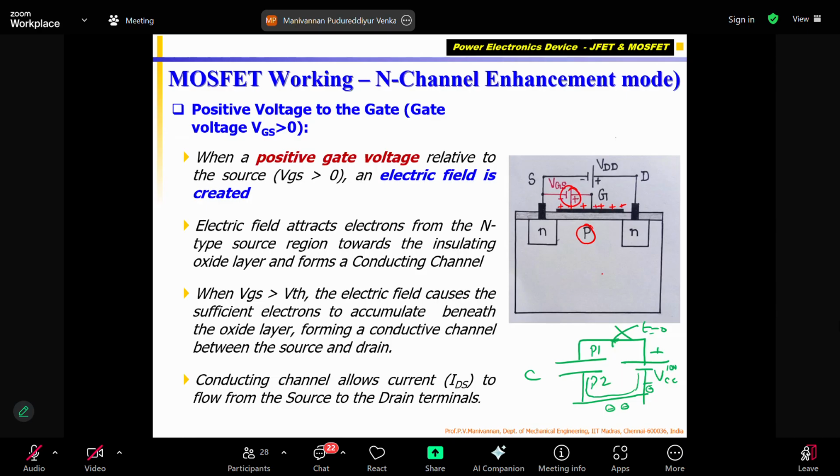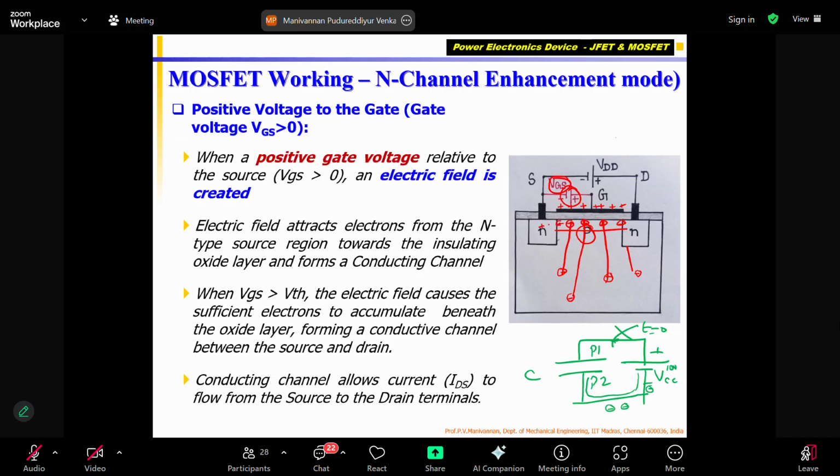We know that the P substrate already has minority carrier electrons sitting, waiting for somebody to attract them. Nature is like that: north pole attracts south pole, electrons attract holes. So they are waiting. Once you apply VGS, these electrons are attracted and start moving here, and they come and deposit themselves here. Now the electrons are sitting here.